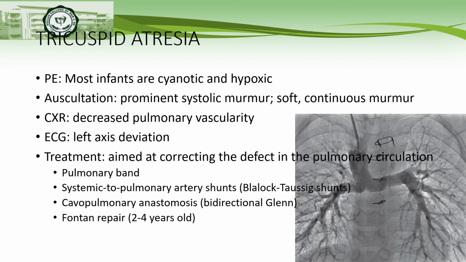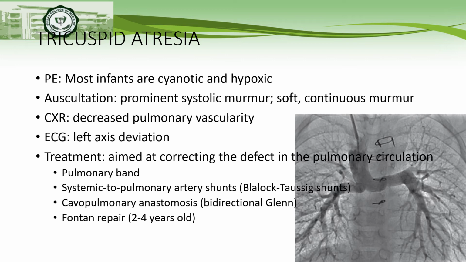The ECG is strongly suggestive because uncharacteristic left axis deviation will be present due to the underdevelopment of the right ventricle. 2D echo readily confirms the diagnosis and the anatomic subtype. The treatment for tricuspid atresia in the earlier era of palliation was aimed at correcting the defect in the pulmonary circulation. So that is, patients with too much pulmonary flow received a pulmonary band, and those with insufficient flow received a systemic pulmonary artery shunt.